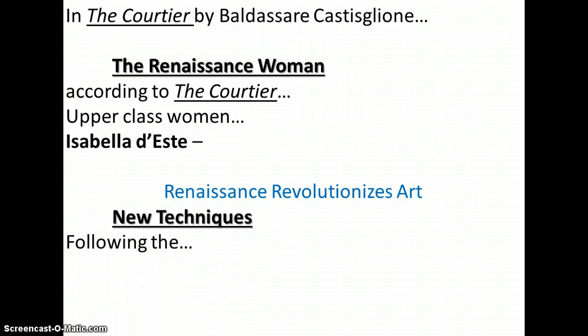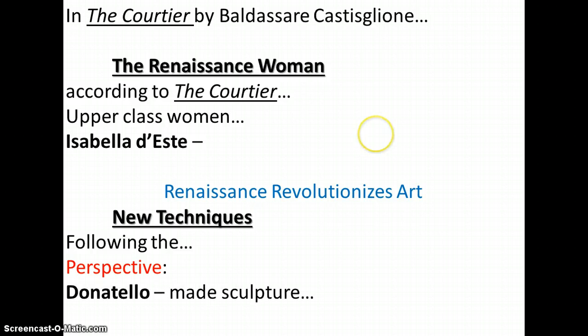Renaissance revolutionizes art. New techniques. Following the new emphasis on individuals, painters began to paint prominent citizens. These citizens might have had the money to be able to have portraits of themselves or their loved ones. Perspective became a technique that was rediscovered from Greek and Roman times. For perspective, you can put down it was a 3D quality in their paintings or sculptures, 3D being three-dimensional.